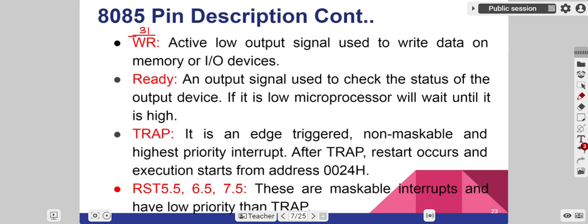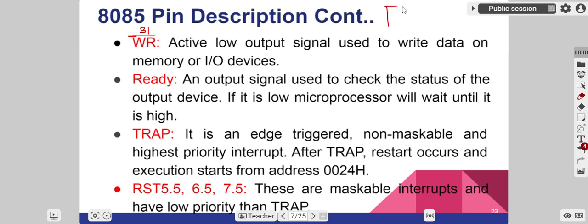Whenever the microprocessor wants to write some data onto the memory connected to that microprocessor, it will activate this signal towards that memory device, and only then will the data be copied from the microprocessor onto that memory. So the WR bar signal, which is pin number 31, is again an active low output signal which is used to write data onto the memory or input output device, whichever has been connected to that particular location.